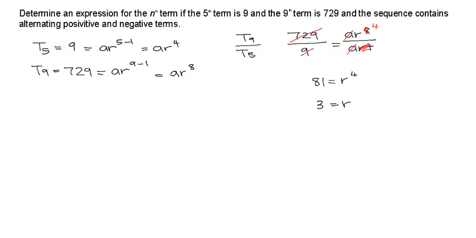Well done, guys. Now what we need to do is find out what our a value is. Again, I'm going to go with the easier little dude, and that is going to be T5.